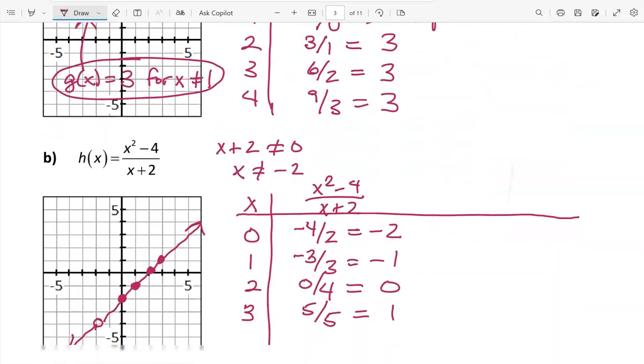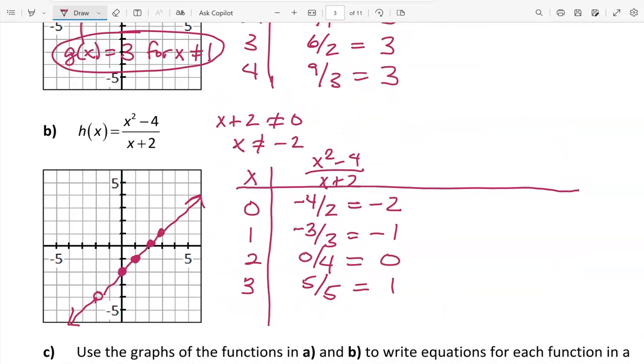Let's take a look at B, and for B, this looks like a linear graph with a slope of 1 and a y-intercept of negative 2. So this looks like it could be written as h of x is equal to x minus 2 for x not equal to negative 2.